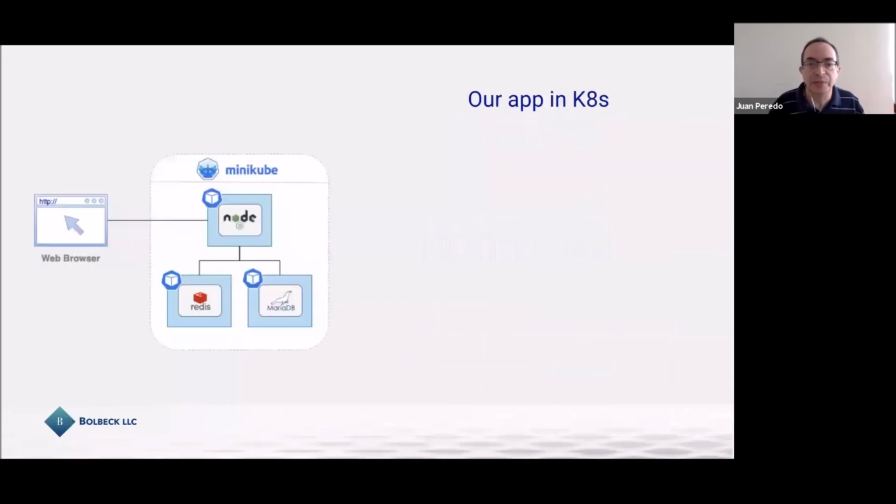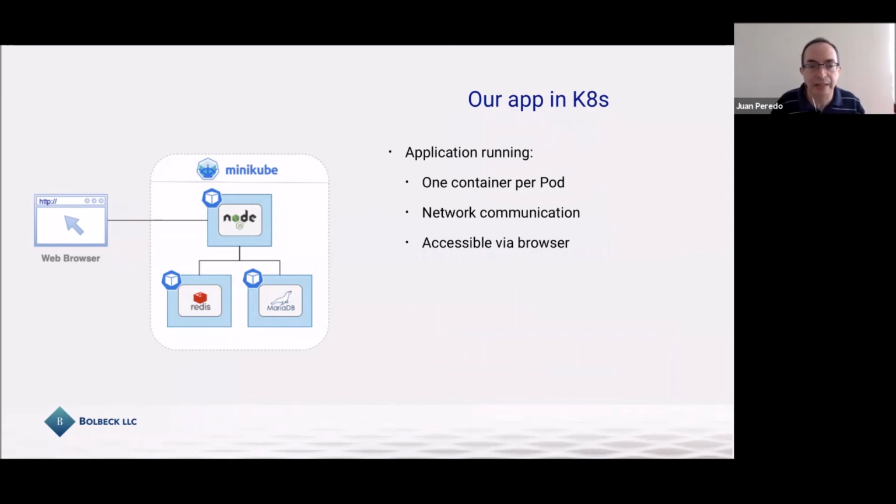So let's see where we are. This is a high-level version of what we've done. We have our application running, 1 container per pod, which is what you want 90% of the time. We've established network communication within the cluster for all the pods. It's accessible via our browser. And we know how to scale it up and down, which is great, and it's what we want most of the time. So we have Node with the caching layer and MariaDB.